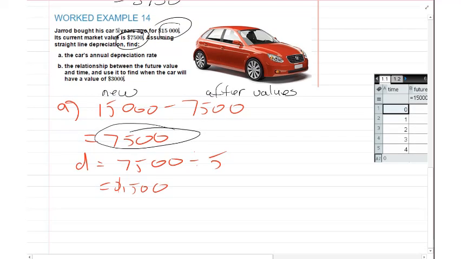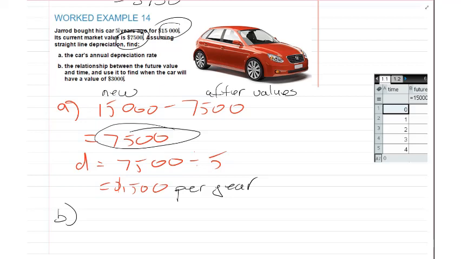Now, that's only telling you how much it's depreciated by. Each year, that's where I take the 7.5 grand and I divide it by 5, and that gives me 1,500 per year. Okay. So that's A, we've done A. So B, the relationship between the future value and time, and use it to find when the car will have a value of 3,000.